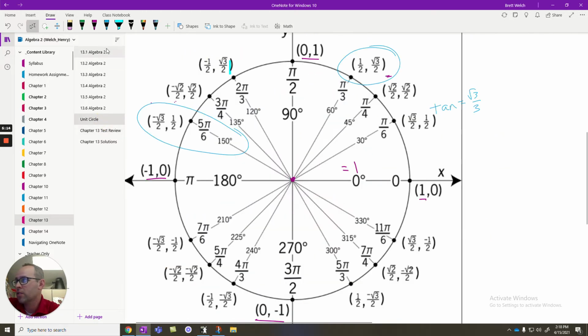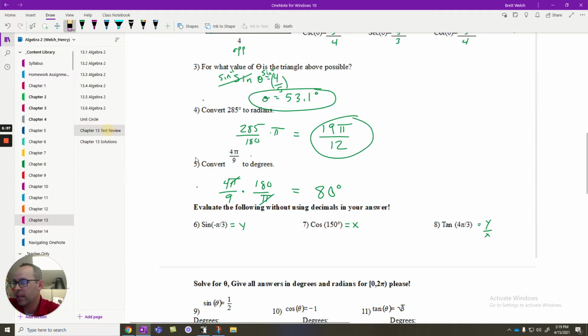If I go to my unit circle, negative pi over 3, okay, well, pi over 3 is 60 degrees. If I went negative 60 degrees, that would put me down here at 300. So my ordered pair is 1/2 comma negative root 3 over 2. Let's take that back to our test review.